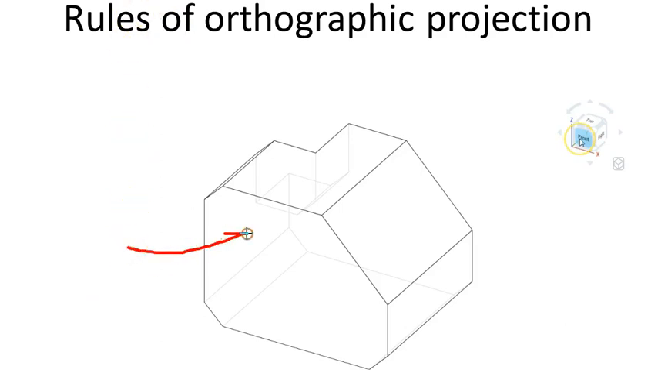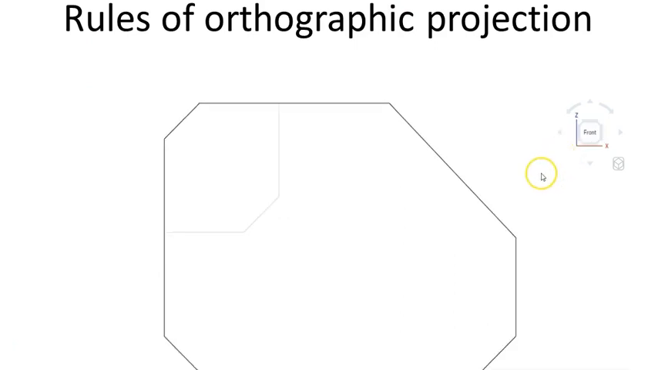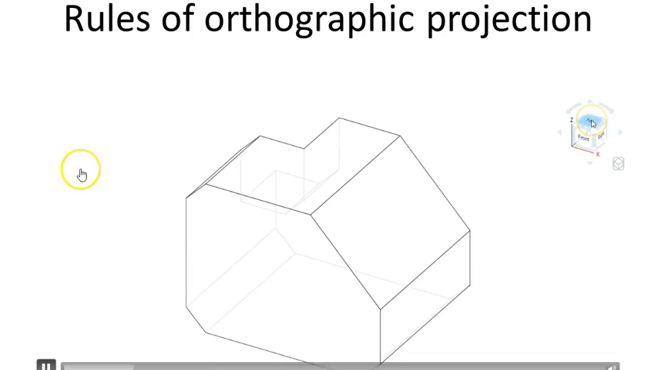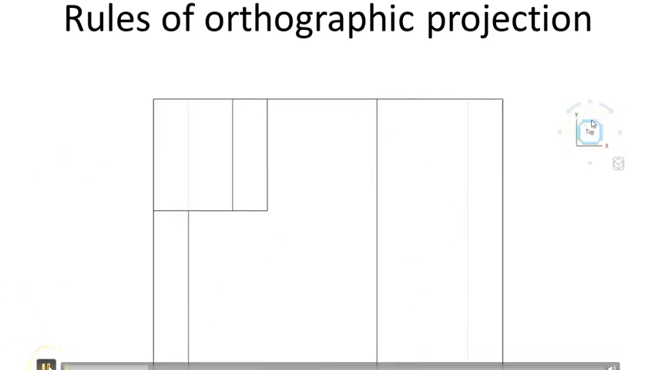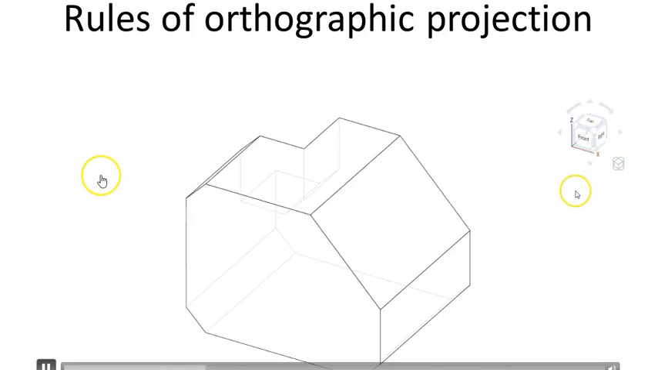When we look straight at an object, what we see as the outermost boundary becomes the boundary of our view. For example, here this boundary is seen when we look from the front side, and this from the top, and this when we look from the side.